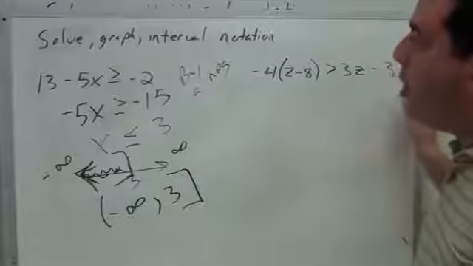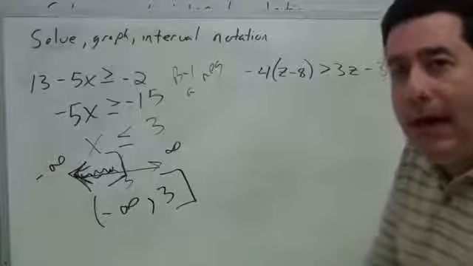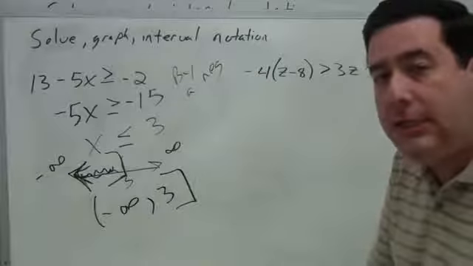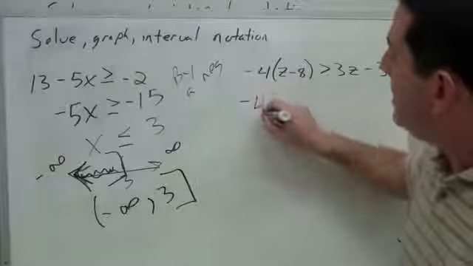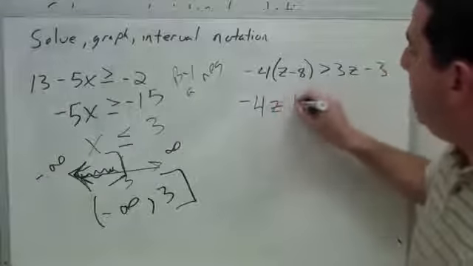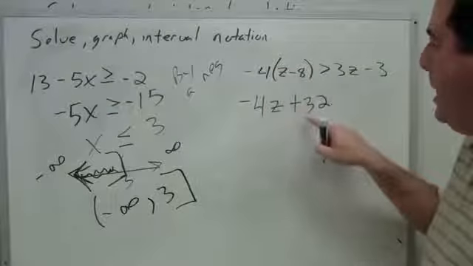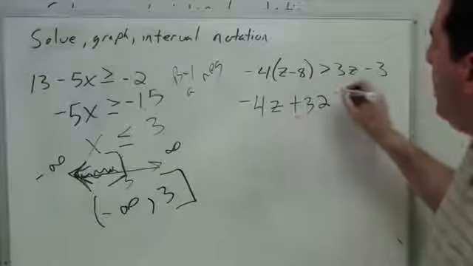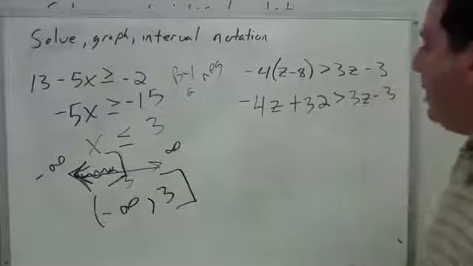Then one more that has a little bit of a trick to it. Here we need to simplify a little bit before we can begin the solving process. Let's distribute into the parentheses. This is minus 4z plus 32. Negative 4 times negative 8 made positive 32. This is strictly greater than 3z minus 3.